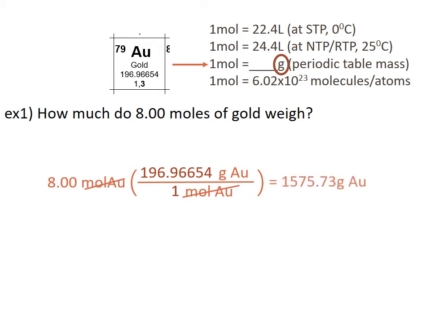I'll run it through my calculator. That gives me 1,575.73 grams of gold. Now I need to correct for significant figures. I've got 3 in my given. I've got 8 inside of the brackets. So that means my answer is only allowed to have 3 significant figures. So 1,575.73 grams becomes 1,580 grams of Au.